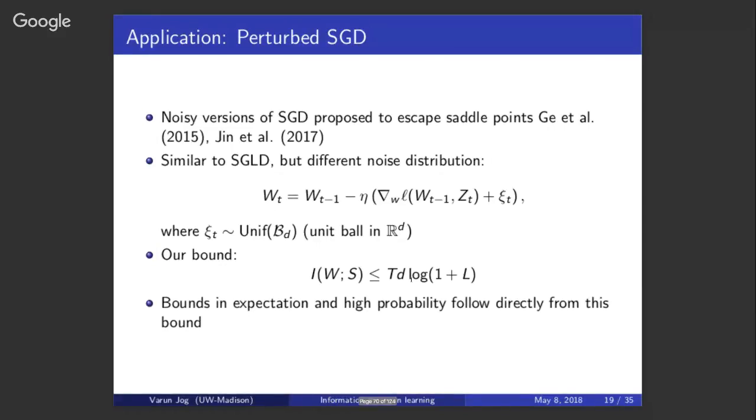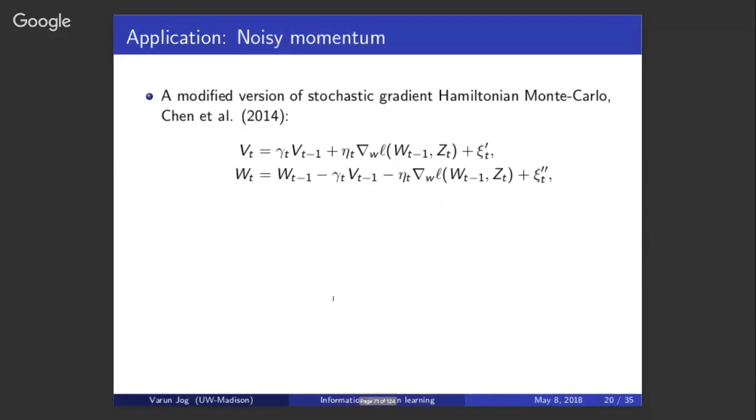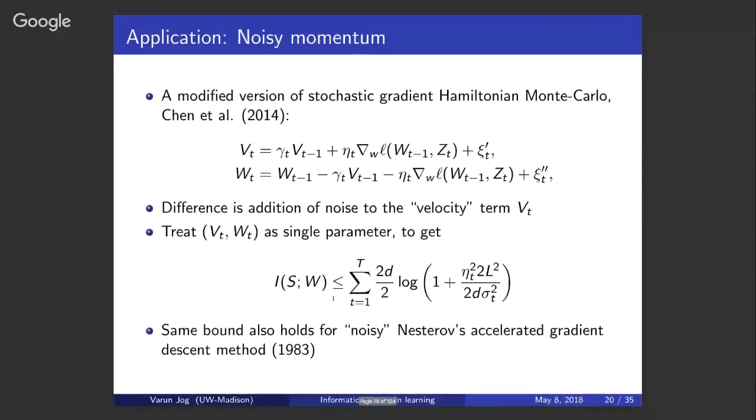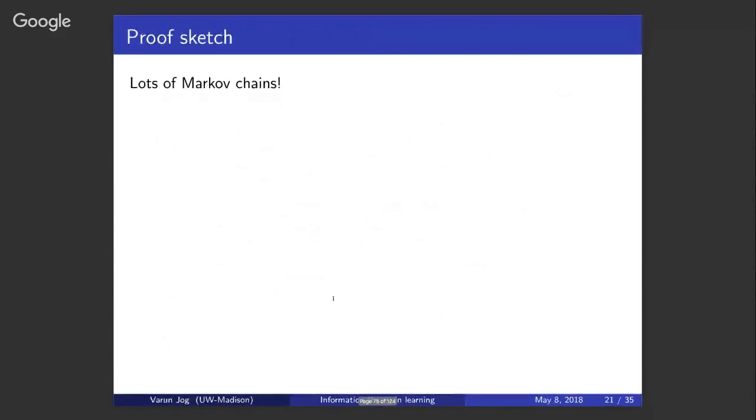Okay. And so once we have a mutual information bound, then we can just plug in and get bounds on the expected generalization error and some high probability bounds on the same. And all right, in the interest of time, I'll just skip this, but there is another example where we can use the same bounds.